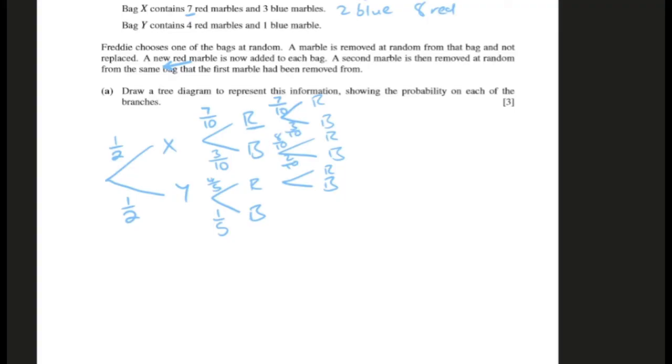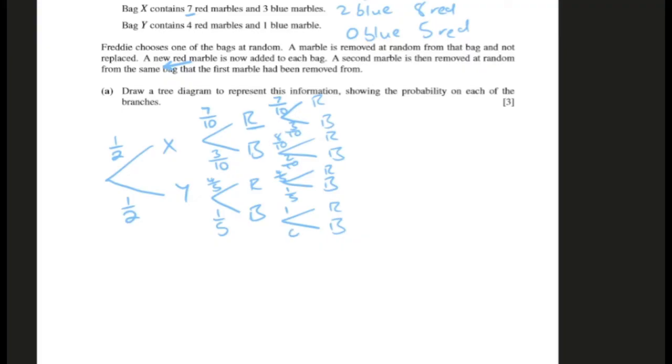And then blue marbles is 1 out of 5. And then finally, if you pick a blue marble, it means you now have 0 blue marbles and you now have 5 red marbles. So there's a 5 in 5 chance of picking a red marble, which is a probability of 1, and there's a 0 in 5 chance of picking a blue marble, which is 0. And this is our tree diagram. Let's move on to part B.